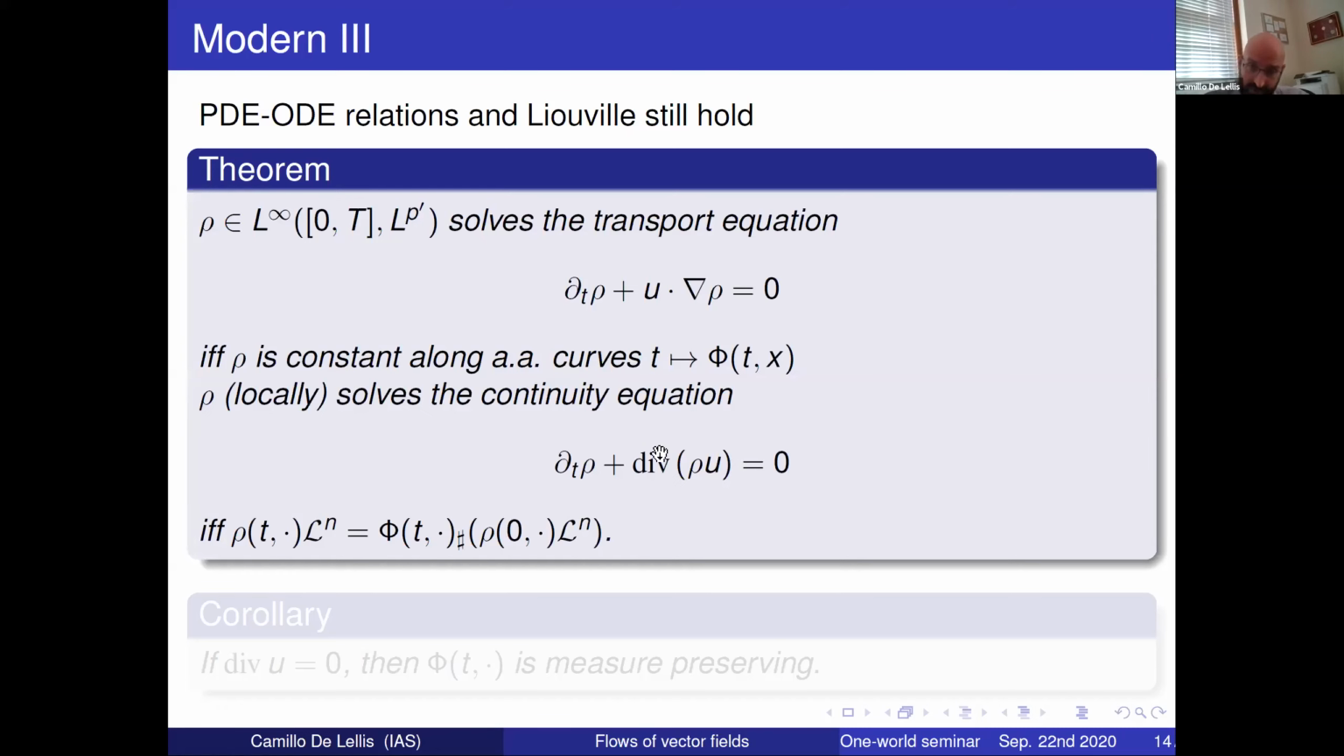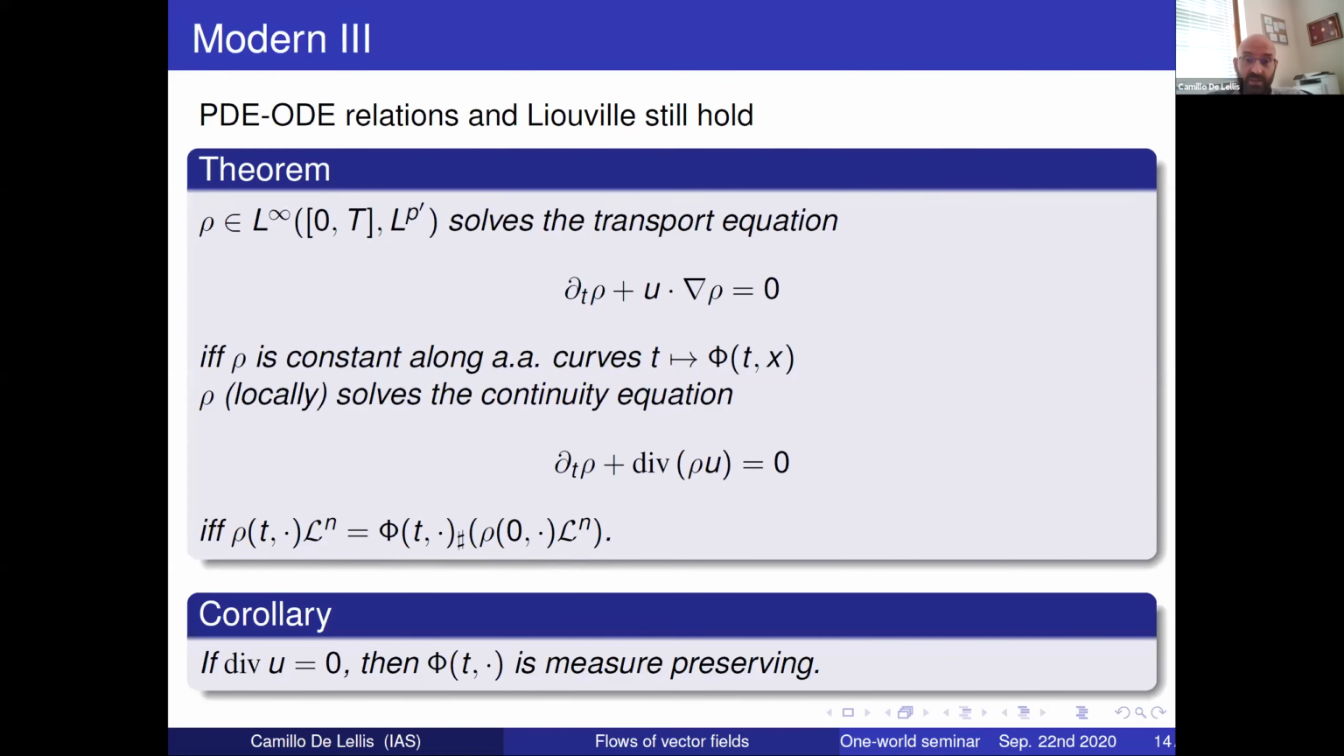And if you solve locally the continuity equation, then the solution of the continuity equation can be reconstructed as a push forward through this map phi of the initial density of your solution rho times the Lebesgue measure. In particular, if the divergence of u is equal to 0, then you would even know that phi is measure preserving. So all of the connections that we had between PDEs and ODEs actually survive in this generalization by DiPerna-Lions and Ambrosio.